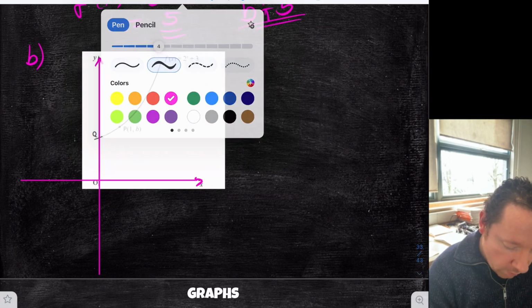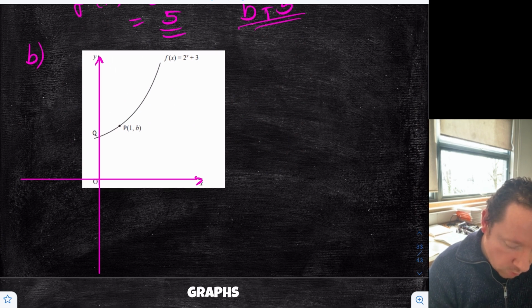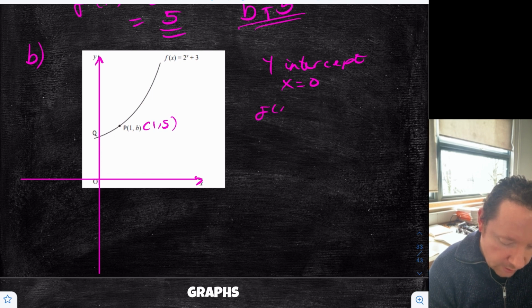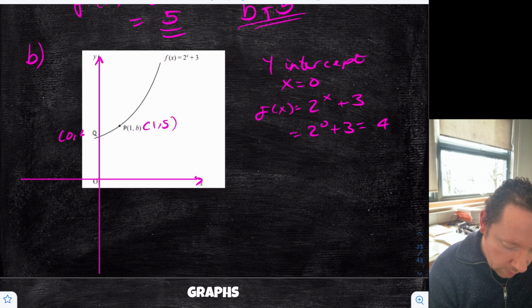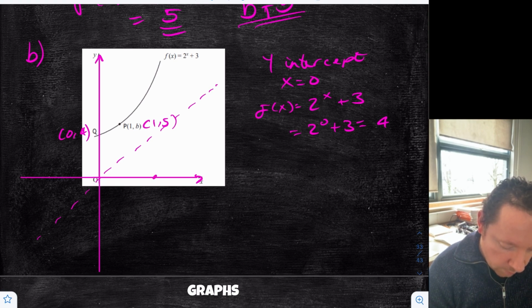We already know that P is (1, b), which we've just worked out is (1, 5). Then let's work out our y-intercept for this graph. That is when x equals 0. So f of x, which was 2 to the power of x plus 3, is 2 to the power of 0 plus 3, 1 plus 3 is 4. So we get (0, 4). We need to reflect in the line y equals x, so drawing a y equals x line, (0, 4) becomes (4, 0), and (1, 5) becomes (5, 1). And we've got a curve like so. That's the inverse function. So that's part one done.